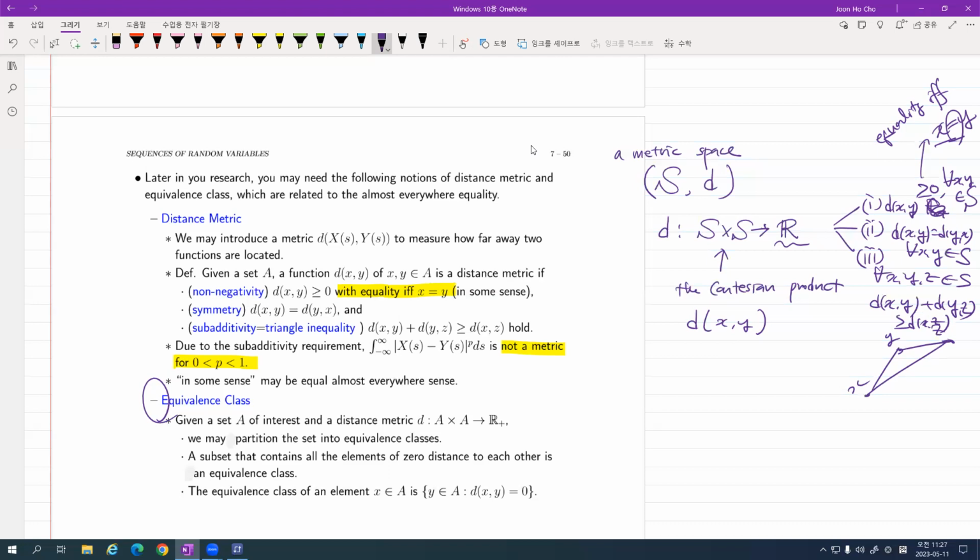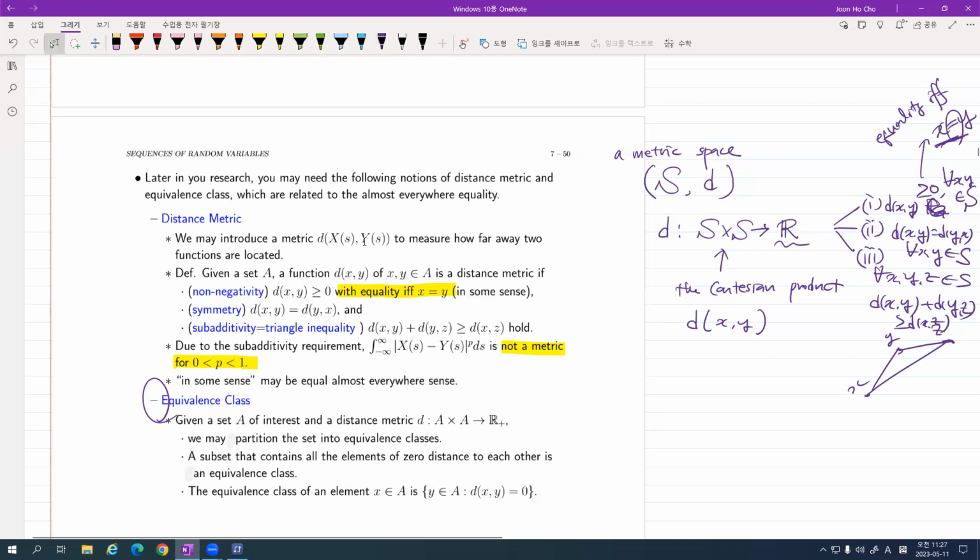And when you talk about equality, we usually use the so-called equivalence class. Okay. Also here, x equals y means that they are actually not exactly equal, but in some equivalent class.